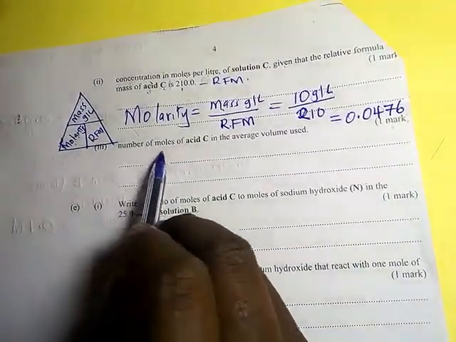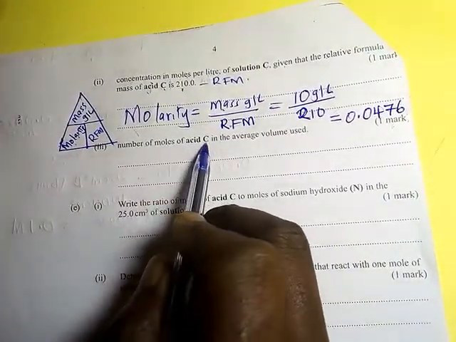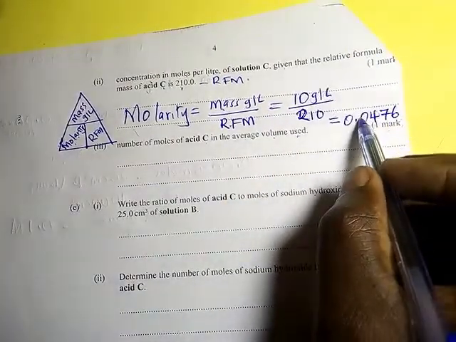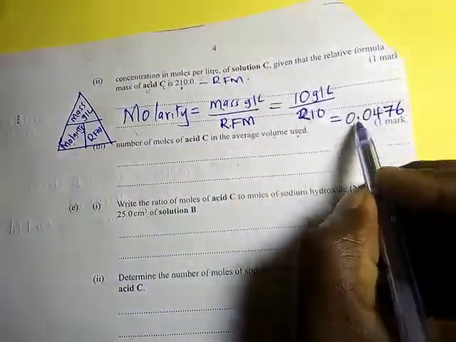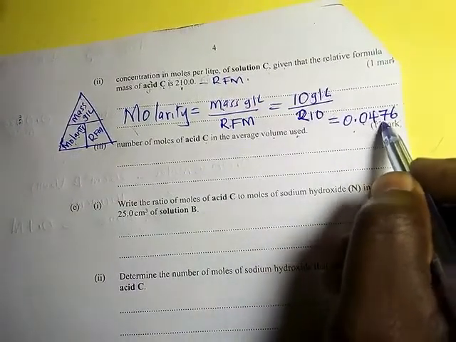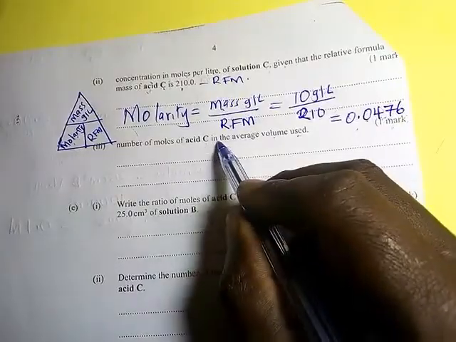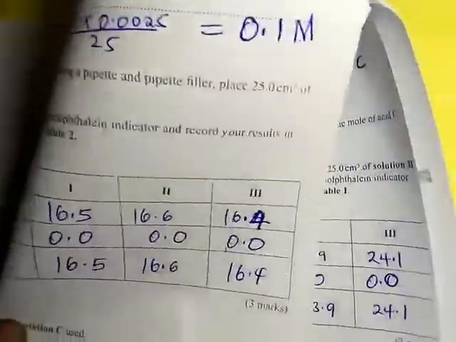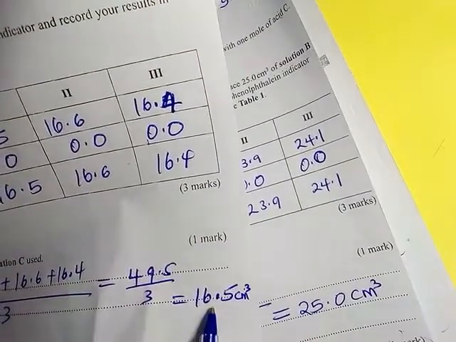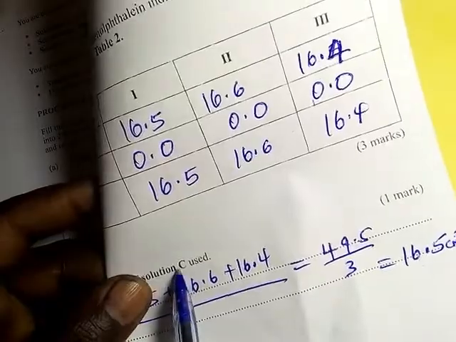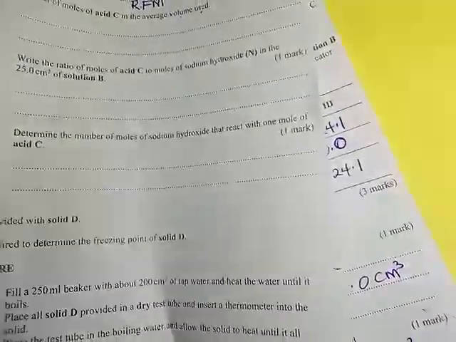So calculate the number of moles of acid C in the average volume used. Now we have the molarity of solution C, which is the number of moles in 1 liter, in 1,000 centimeters cube. We used 16.5, our average, as you can see here. Our average here is 16.5 of solution C used.